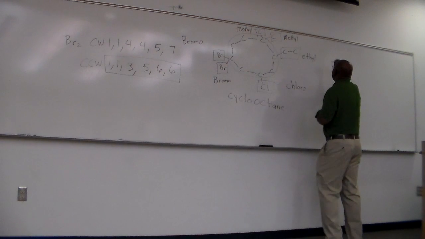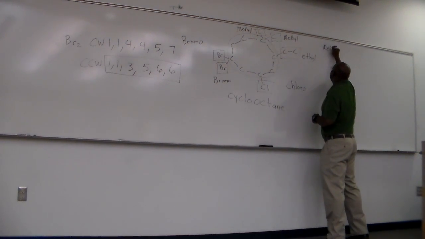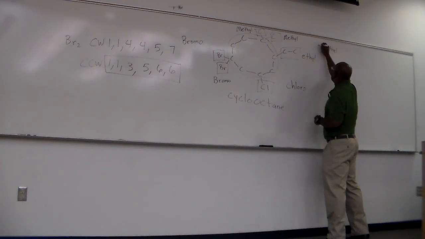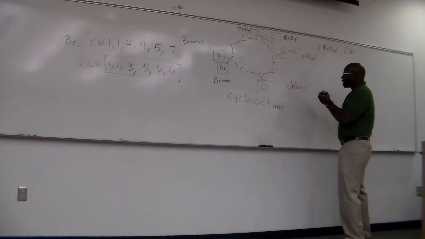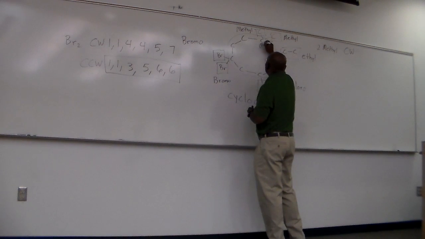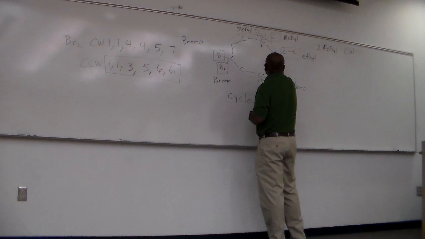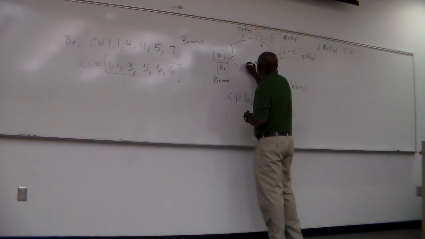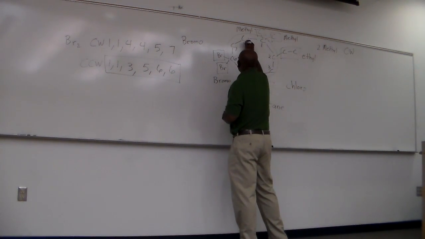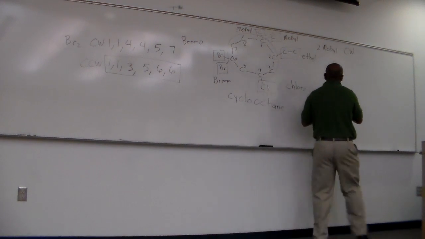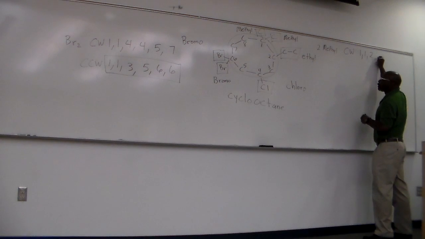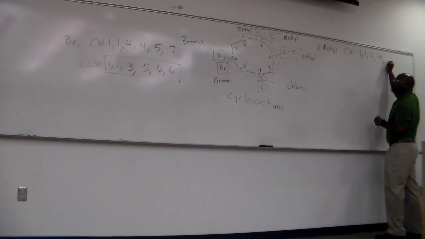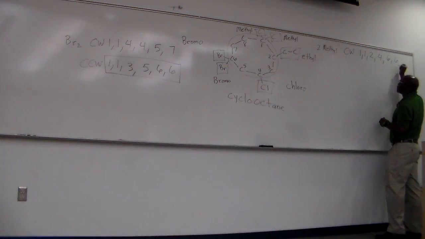For the 2 methyl groups, which is methyl 2, if I go clockwise, this is number 1. Let me just put number 1 first. This is 1, 2, 3, 4, 5, 6, 7, 8. Clockwise, the numbers are going to be 1, 1, 2, 4, 6, 6.